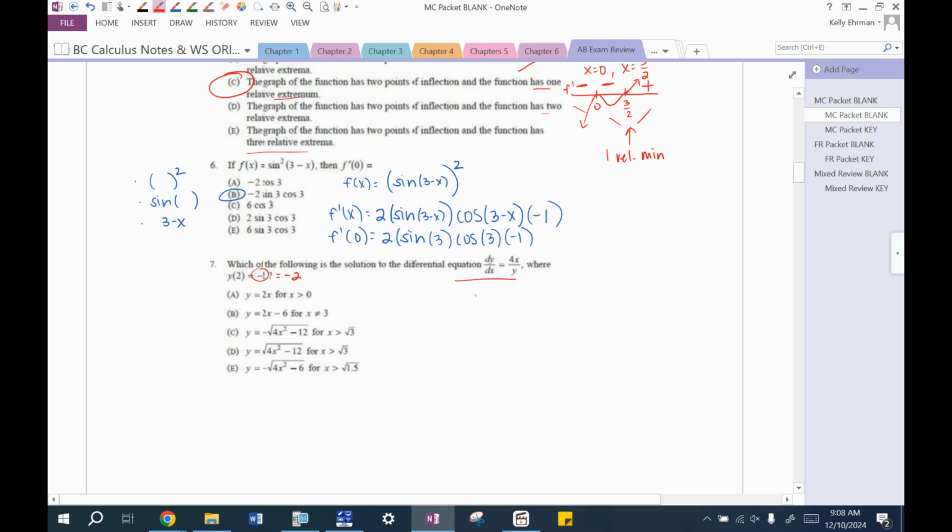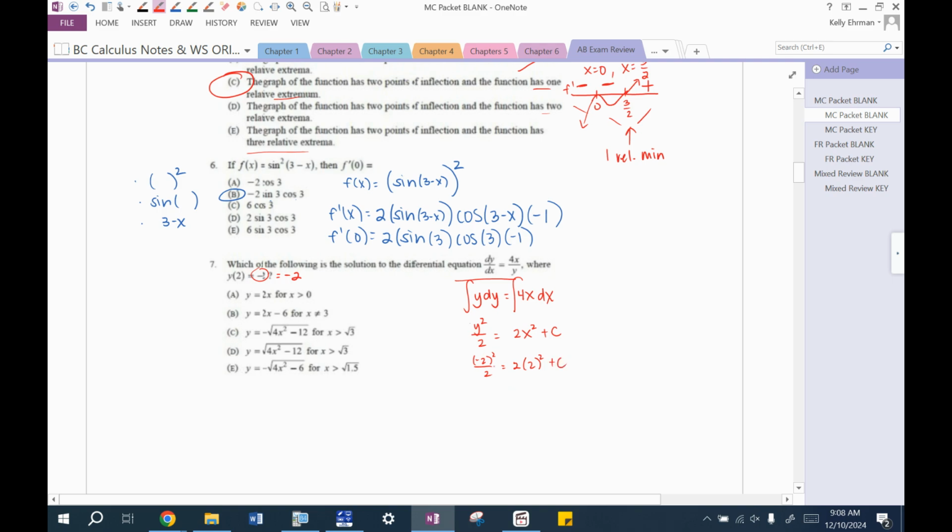So separate first, multiply y to the dy side, multiply dx over to the x side. Now we can integrate. The integral of y is y squared over 2. The integral of 4x is 4x squared over 2, so that's just going to be 2x squared plus c. I like to plug in my initial condition right here. So when I plug in 2 for x, I get negative 2 for y. So negative 2 squared over 2 equals 2 times 2 squared plus c.